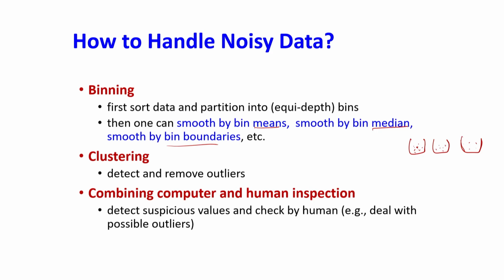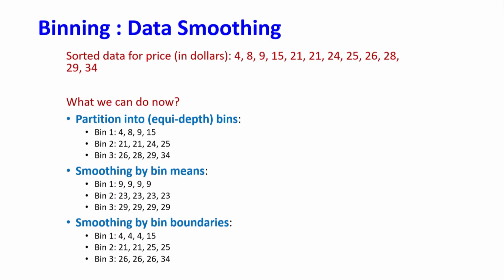You can also do clustering. Clustering is a part of your algorithm also, we will discuss. So there you can actually detect and remove the outliers. Last thing you can do is you can combine computer intelligence and human inspection, both. That will allow you to detect suspicious values, and they may be checked by the human. First you can allow the computers to do that, then you can inspect that yourself. So you can understand these two, binning and clustering, are better techniques for handling noisy data.